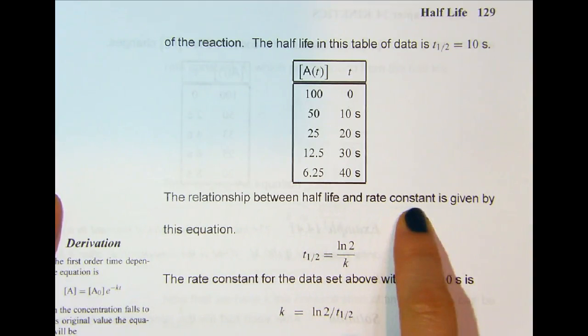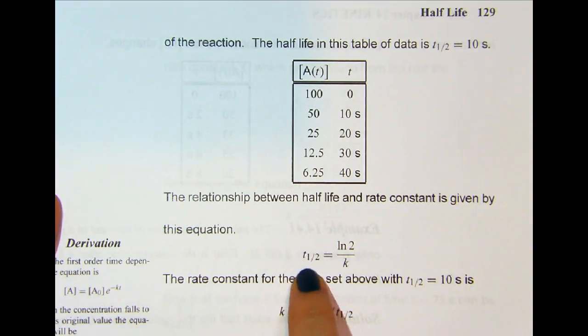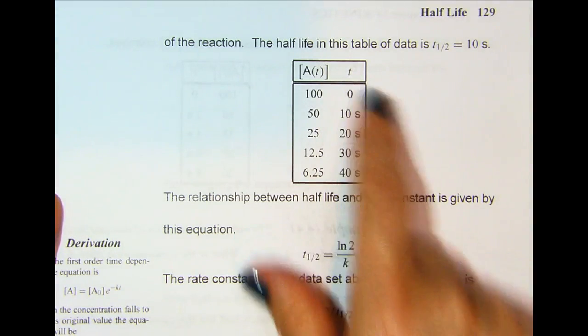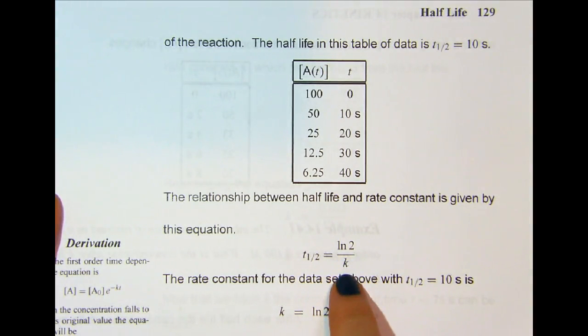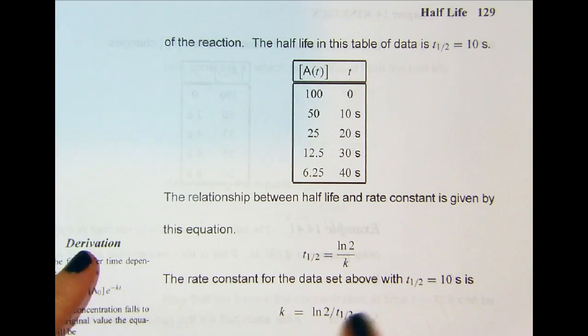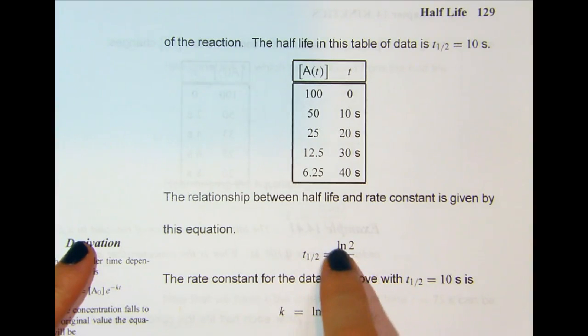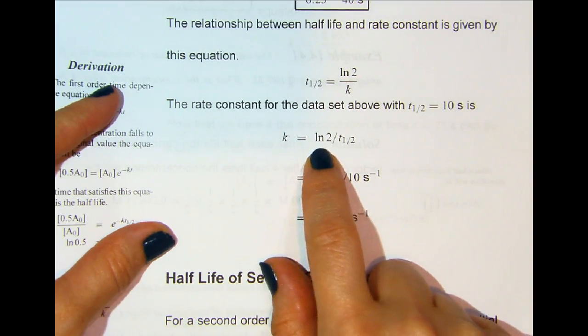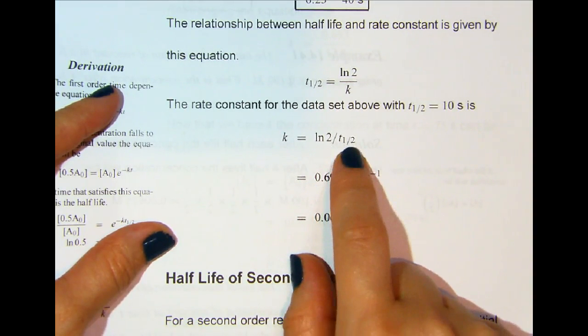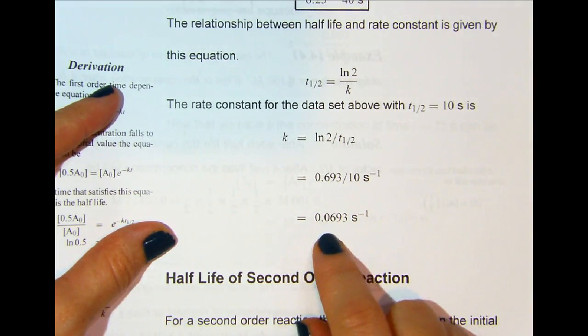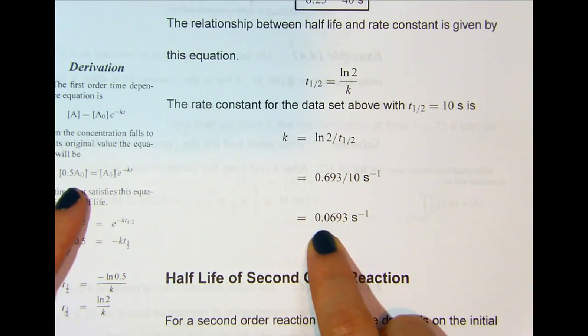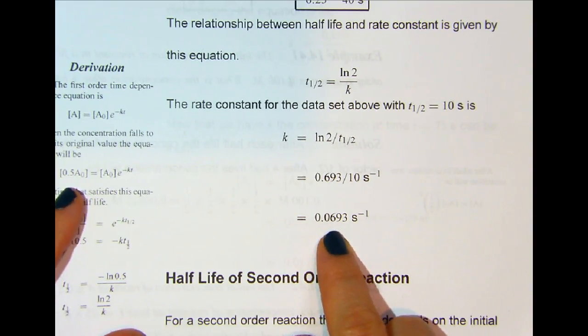The relationship between half-life and rate constant is given by this equation. The half-life time, which is denoted by T1/2, which is different than just time, is equal to the natural log of 2 over the rate constant. The rate constant for the data set above with T1/2 equals 10 seconds: k is equal to the natural log of 2 divided by the half-life. So this equation is rearranged to solve for k, and we can get the rate constant for this reaction. If we take the natural log of 2, which is 0.693, and divide by the half-life, which is 10 seconds, we get a rate constant of 0.0693 seconds to the negative 1.